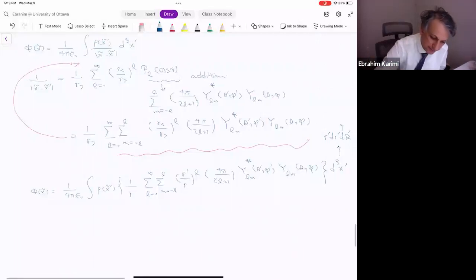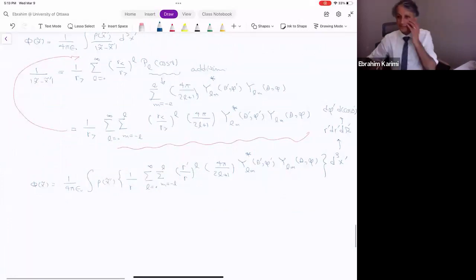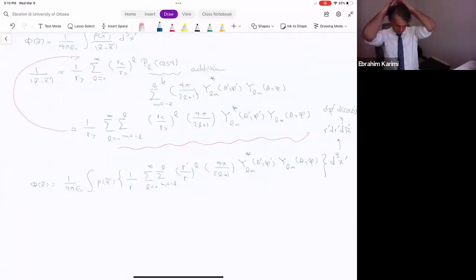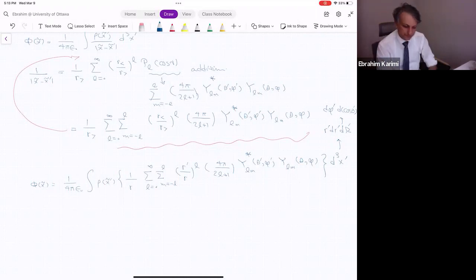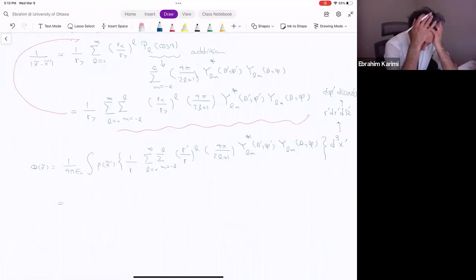That is essentially d phi prime, d of cosine of theta prime. Any questions so far? So good? Okay, fantastic. Let's go and see what else we can do.